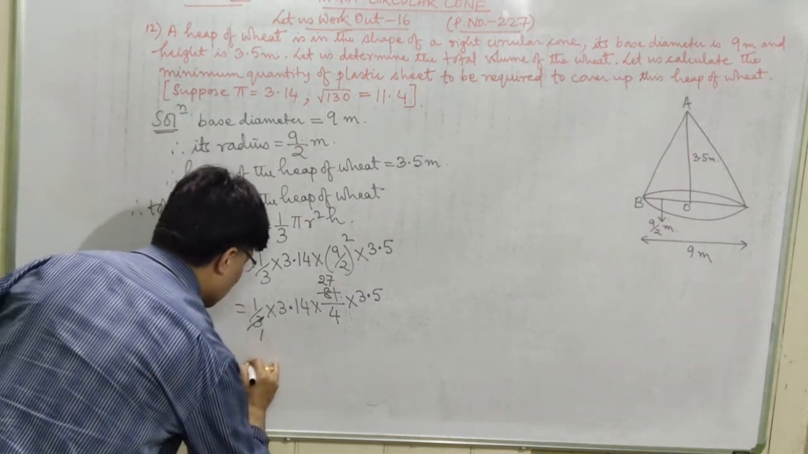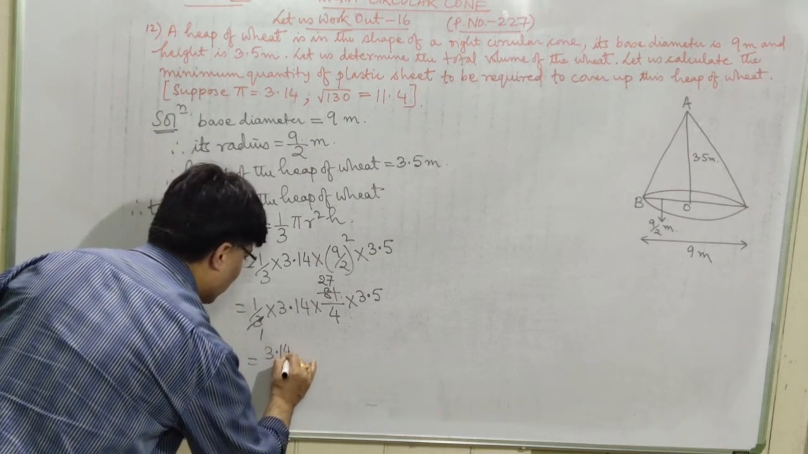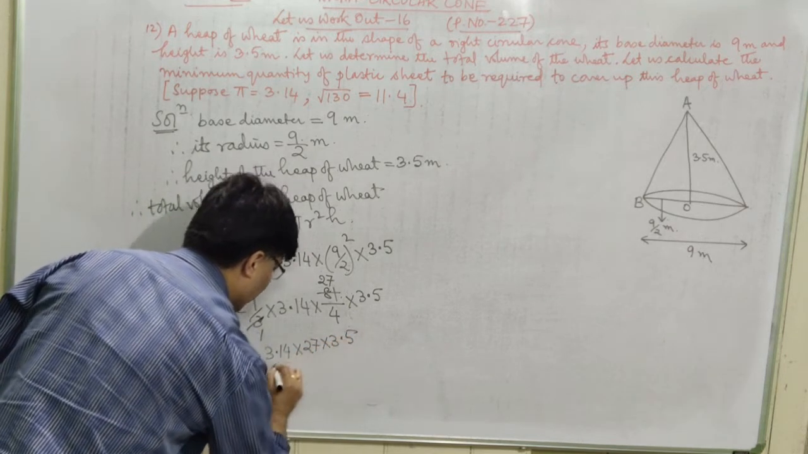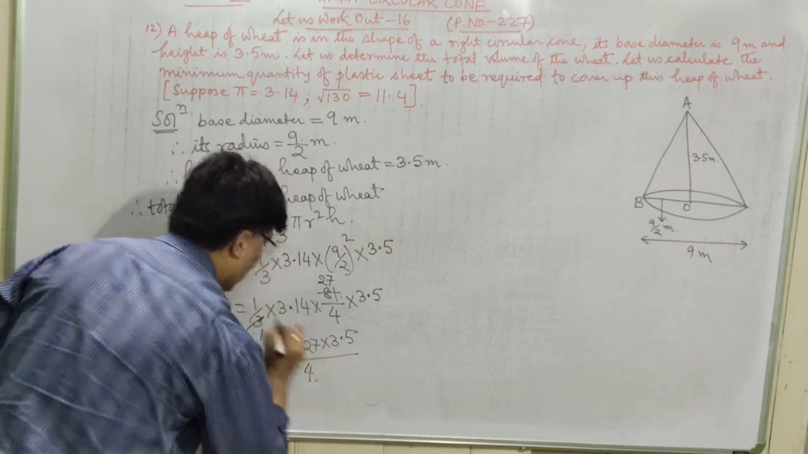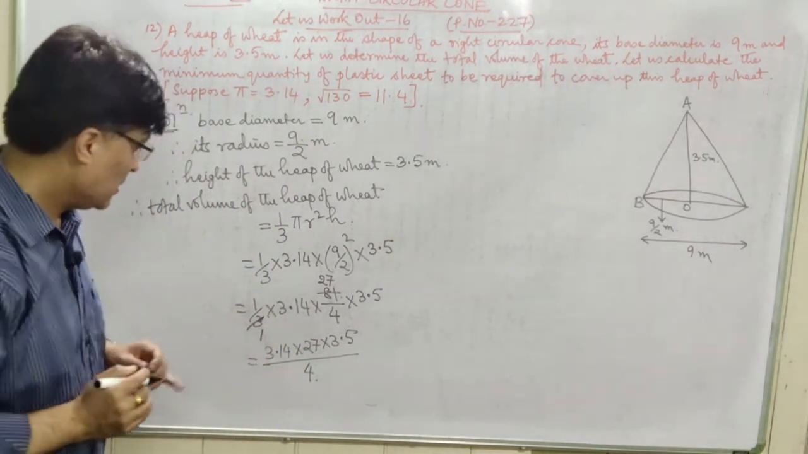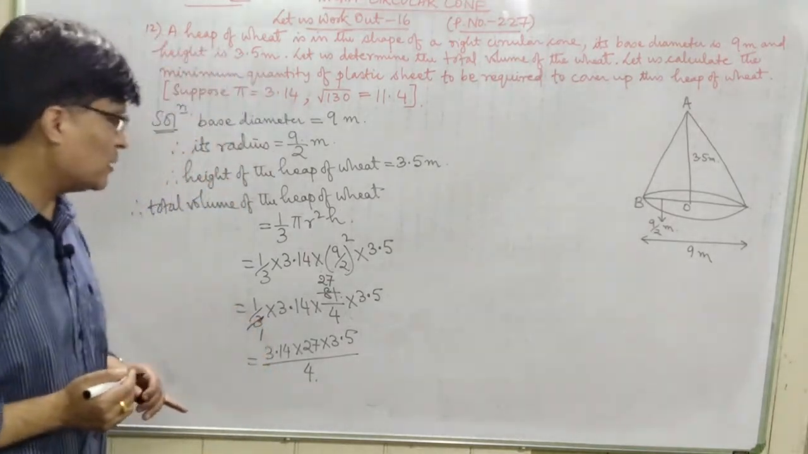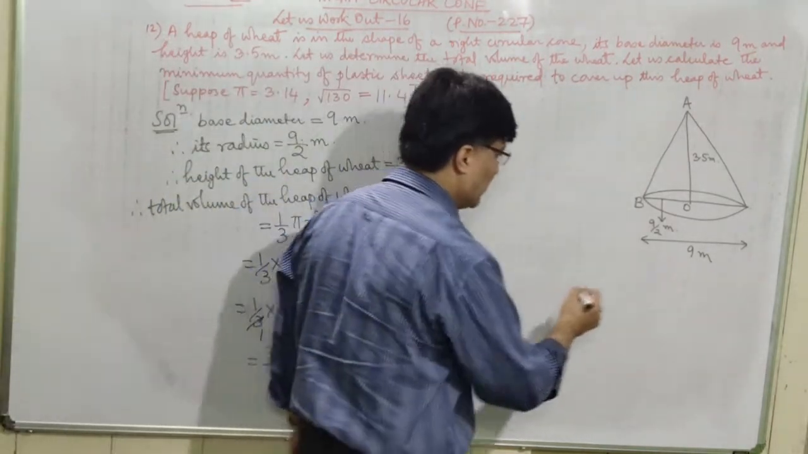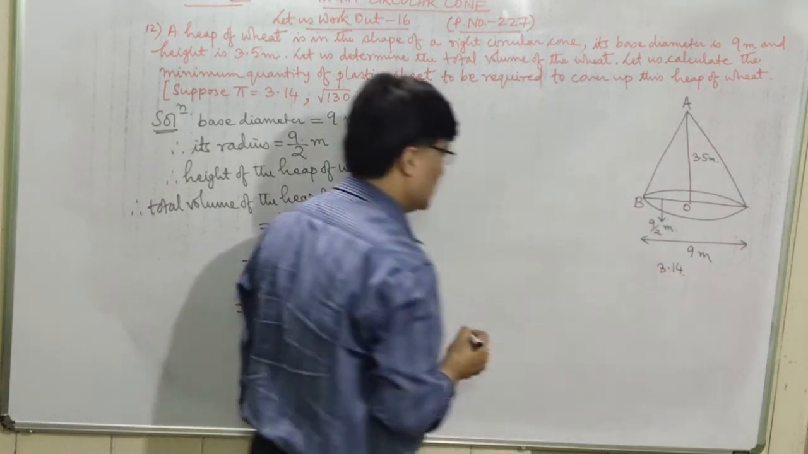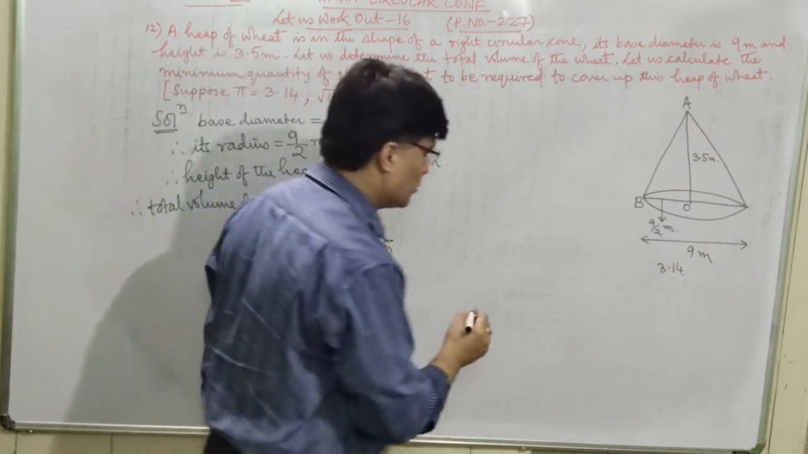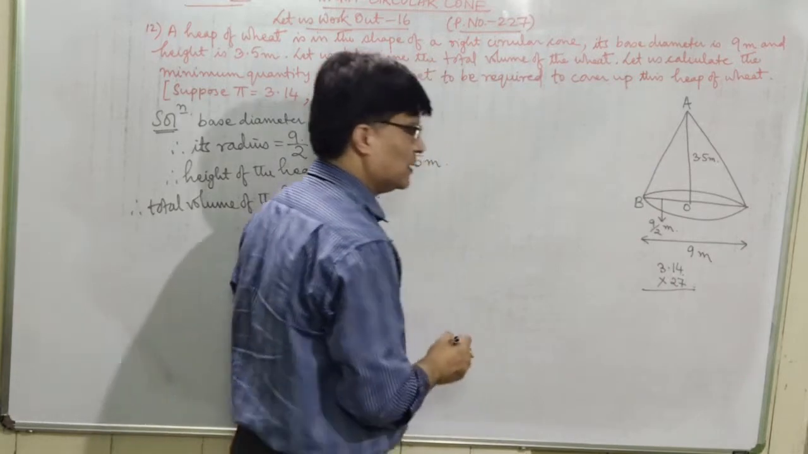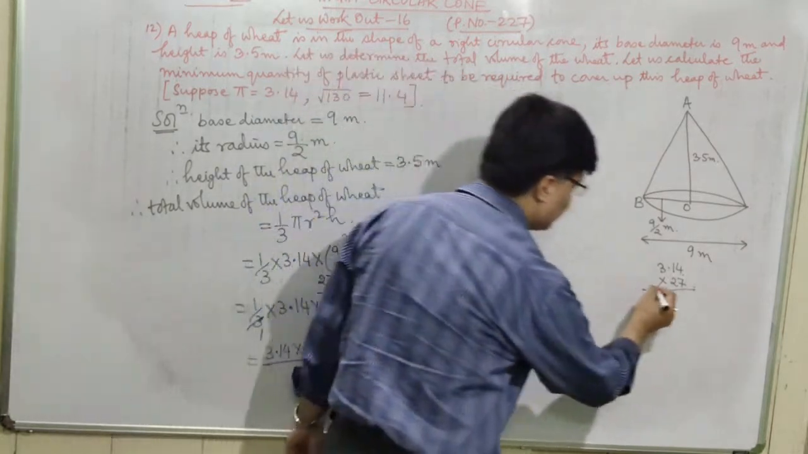Which is equal to 3.14 into 27 into 3.5 whole divided by 4. Okay, so let us simplify it. So 3.14 should be multiplied by 27. So let us multiply them. 3.14, and it is multiplied by 27. So what do we get? Let us simplify it.